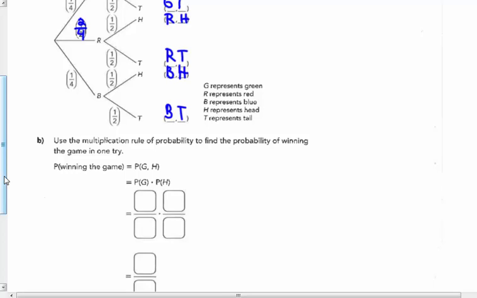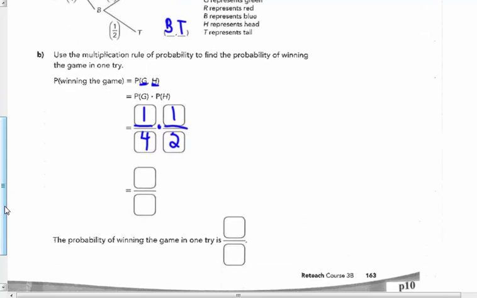Winning the game was, a player must randomly draw a green token, so you can see the probability of getting a green, and get a heads on tossing the coin. So the probability of getting green was 1/4. This is the fraction. And the probability of getting heads was 1/2. So 1/4 times 1/2 is 1/8. So the probability of winning the game in a single try, getting green and heads, is 1/8.